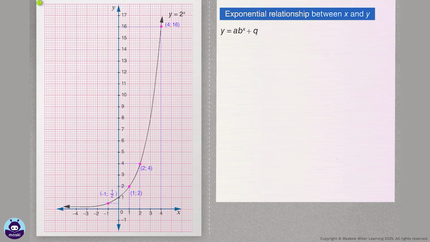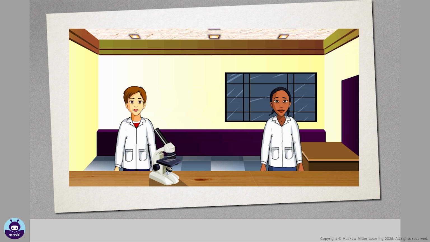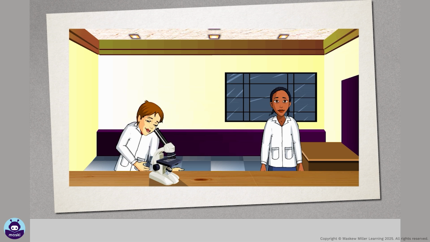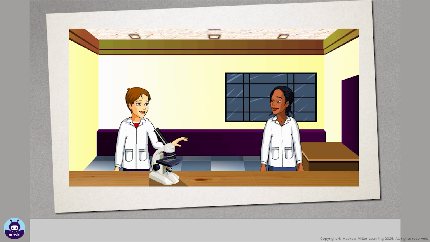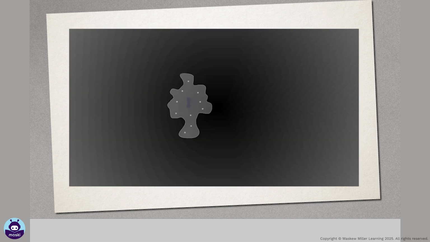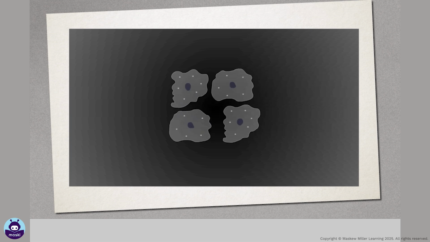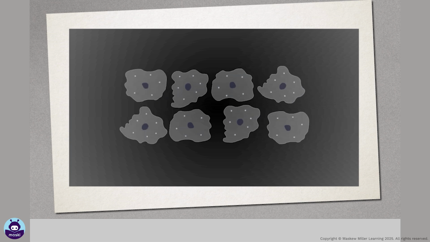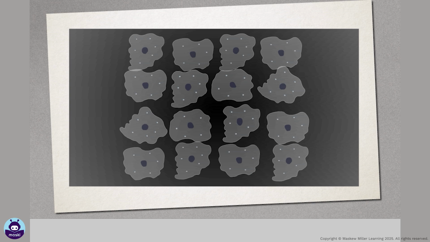Steve and Kagiso are in the life sciences lab to study the growth of amoeba. Steve focuses the microscope on the specimen and calls Kagiso to take a look. She sees a single amoeba. After a minute, the amoeba divides into 2 daughter amoebas. 2 minutes later, each of the daughter amoebas divides into 2 daughter amoebas. 3 minutes later, the 4 amoebas give rise to 8 amoebas. 4 minutes later, the 8 amoebas give rise to 16 amoebas.